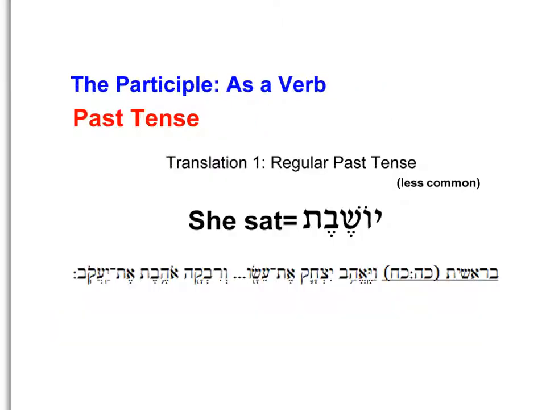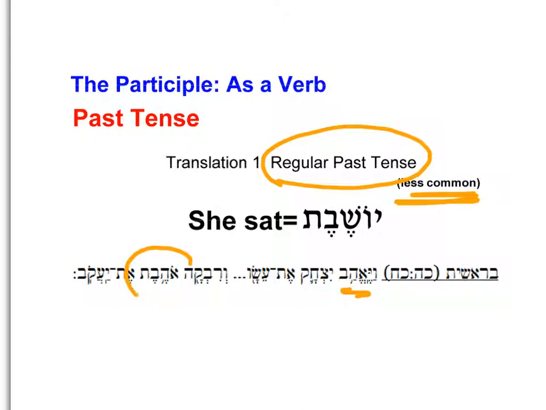So here we have a pasuk where the participle is translated into regular past tense. Now it's much, much less common than the next one that we're going to see in a moment. But let's look at the pasuk. It says, Vayahav Yitzchak et Esav. Yitzchak loved Esav. V'Rivka ohevet et Yaakov. So here I have my participle ohevet. Okay?